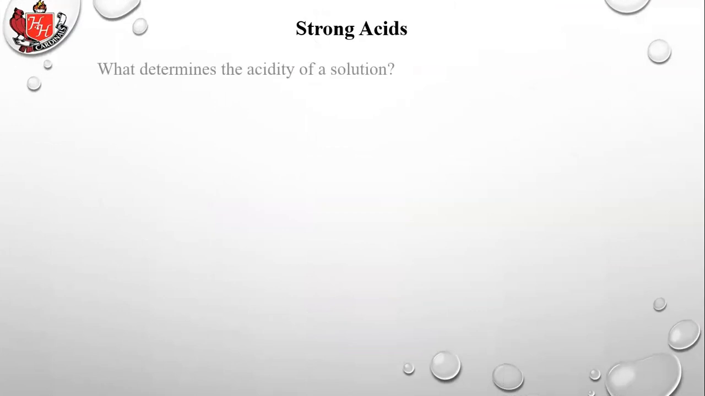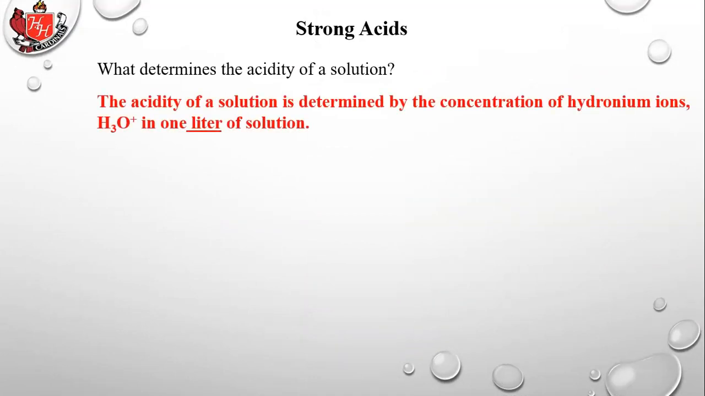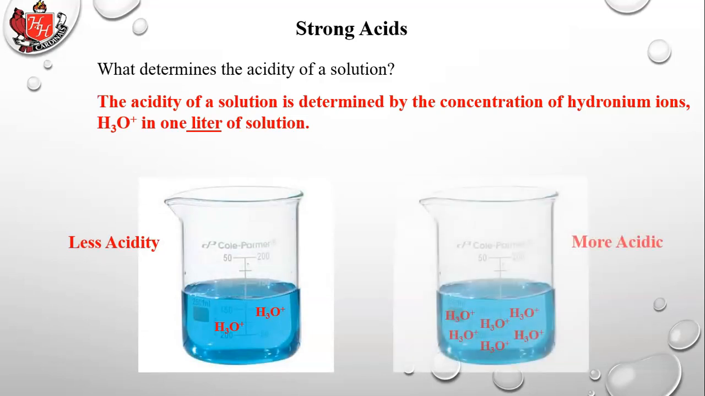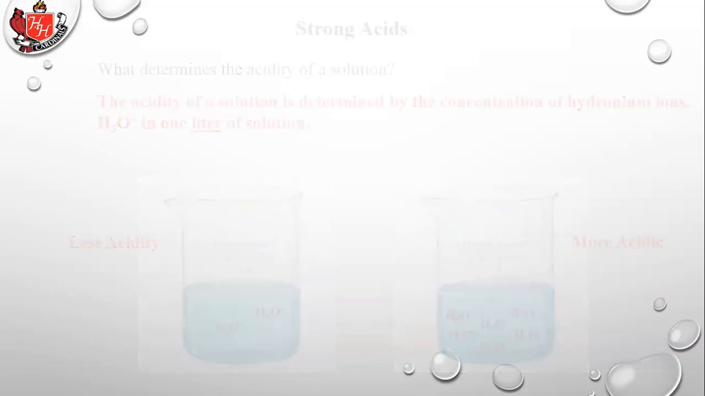So strong acids. What determines the acidity of a solution? The acidity of a solution is determined by the concentration of hydronium ions, H3O+, in 1 liter of solution. So it's a concentration. This is a less acidic solution, this is a more acidic solution, assuming those volumes of water there are exactly the same.